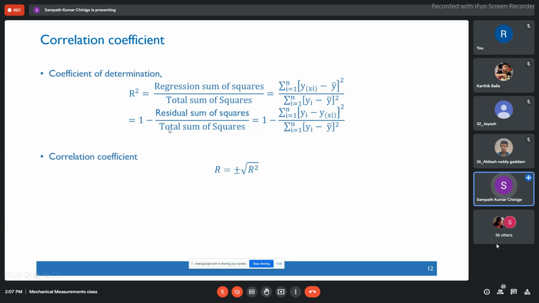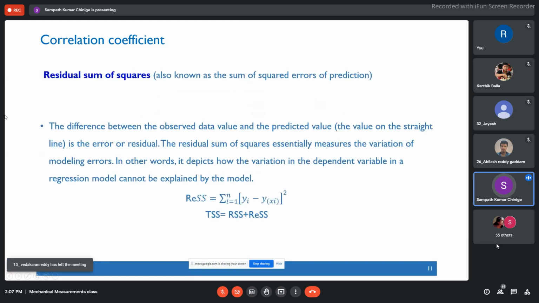So the same thing, I am trying to write down in another form, like 1 minus residual sum of squares by total sum of squares. What do you mean by residual sum of squares? That I have defined here. Residual sum of squares is nothing but yi minus yxi whole square, the summation. yi is the individual value of output for a given individual input, minus yxi, this is coming from the xi when incorporated into the expression or equation. The squared sum of the difference of these two is nothing but residual sum of squares.